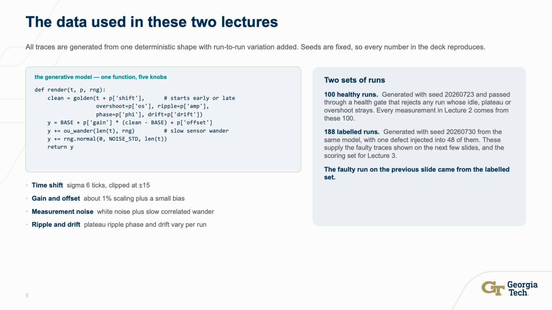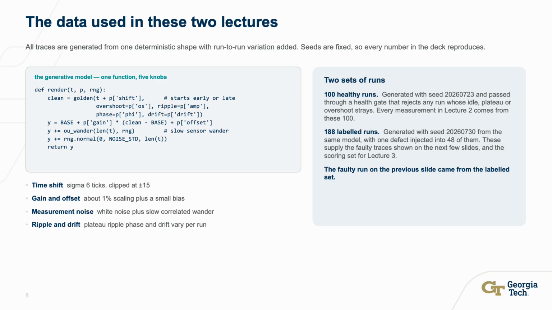Two separate sets of runs are described on the right. It is worth keeping them straight. The first is 100 healthy runs. A health gate rejects any run whose idle level, plateau, or overshoot strays too far. So all 100 runs are good by construction. Every measurement in this lecture comes from those 100.